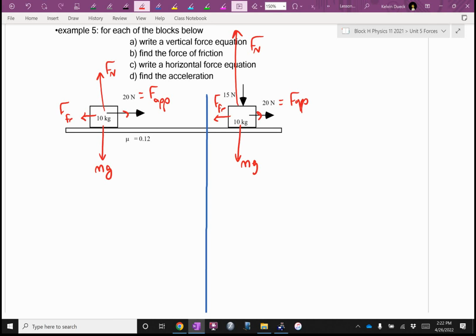Mallory, A says write a vertical force equation. On the left-hand side, are we sinking into the ground? The vertical force equation for an object sitting on the surface, if it's not sinking into the ground like quicksand, and it's not flying through like Superman, is everything down equals everything up. So can you turn that into an equation for me? Yes. What about on the right-hand side? A little tougher. But it's still going to be everything down equals everything up.